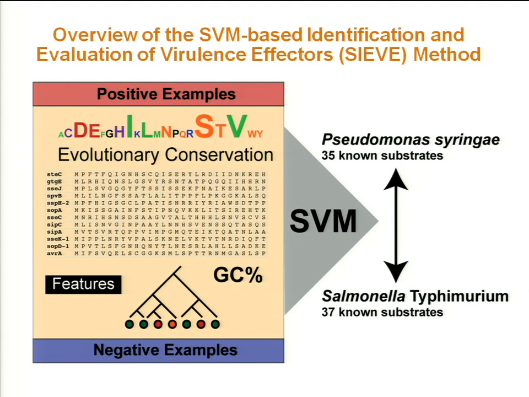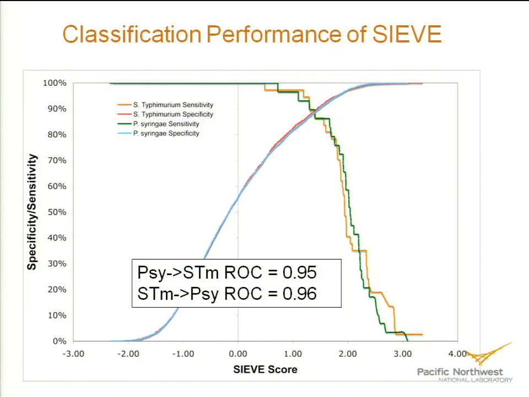Now, this runs into the problem that one of the things we're trying to do is identify new secreted effectors from the genome of Salmonella Typhimurium. So we know that there are probably some examples in our negative examples that we just don't know about. It turns out that this seems to work okay, and we're able to identify some of those, and I'll talk about that in a minute. These are the results that we reported in our paper. These are specificity sensitivity curves for the two models.